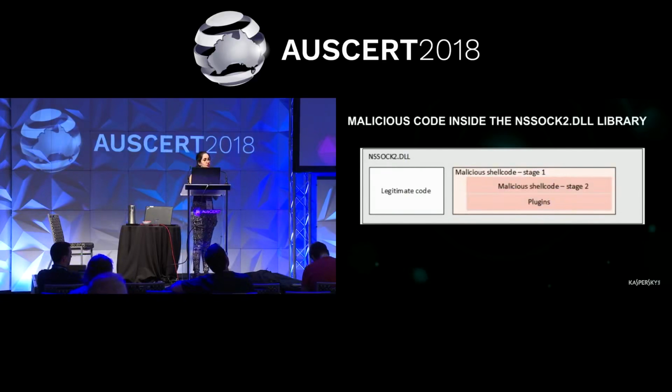But then we had to look inside this nsoc2.dll to understand what's going on. If it's a legitimate library, how is it generating that DNS request? This diagram shows how the code was inside this library. There was a legitimate code, and there was a big amount of encrypted data with a small decryption routine.